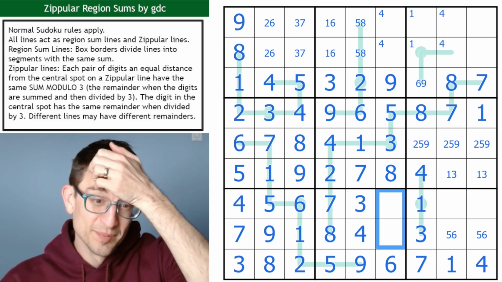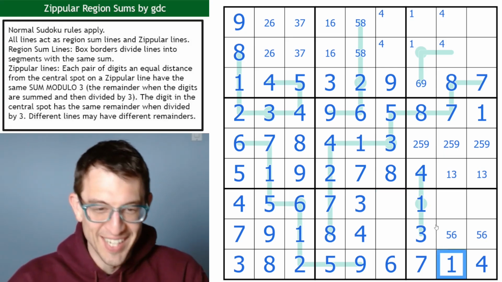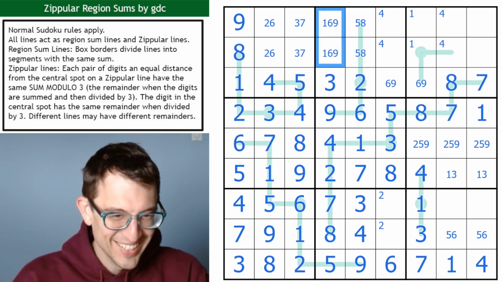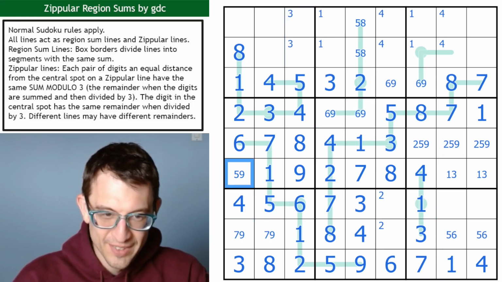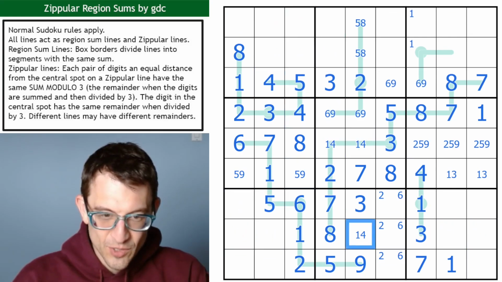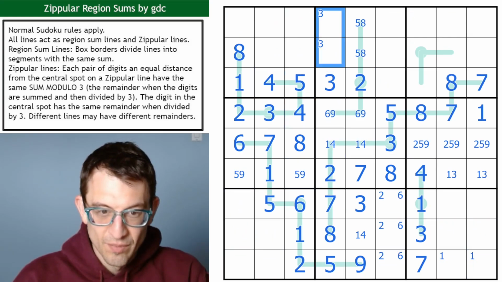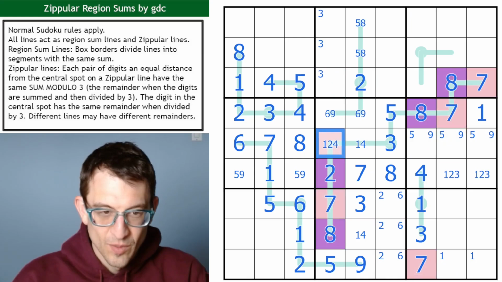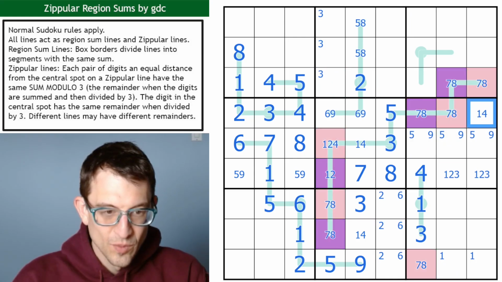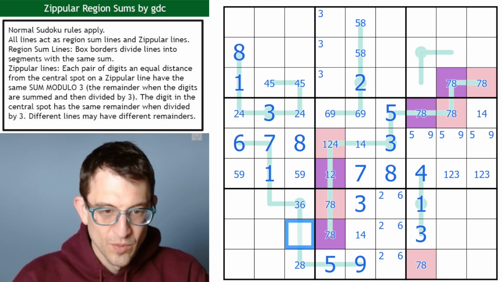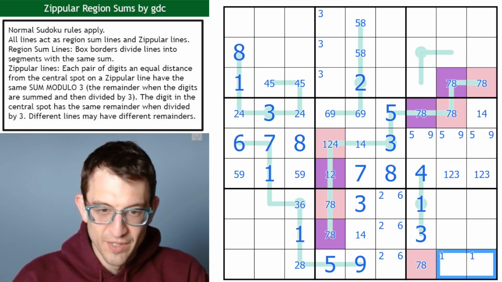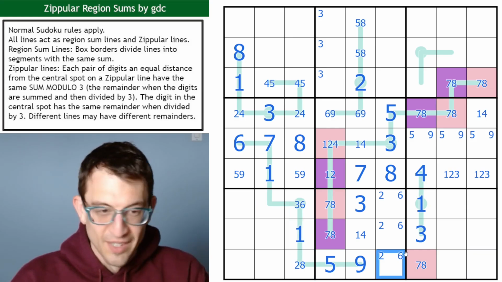Why do I have 2 1s here? Okay, I have 2 1s in here. Sorry. I should not break in the middle of recording. Why did I get 2 1s there? I should have placed the 1 here. I don't know what I was thinking.